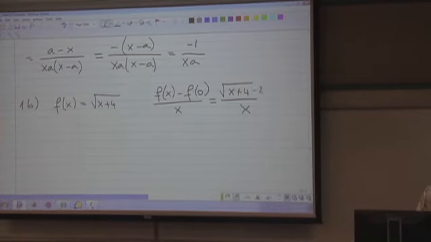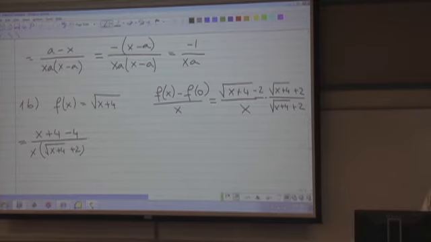Multiply by the conjugate, right? So multiply and divide by the square root of x plus 4 plus 2. So we're left with x plus 4 minus 4 divided by x times the square root of x plus 4 plus 2. So I have x over x times the square root of x plus 4 plus 2. The x is crossed out and I'm left with 1 over the square root of x plus 4 plus 2.